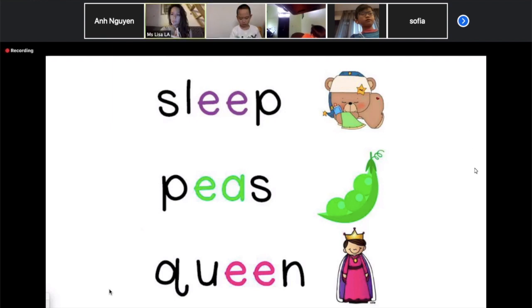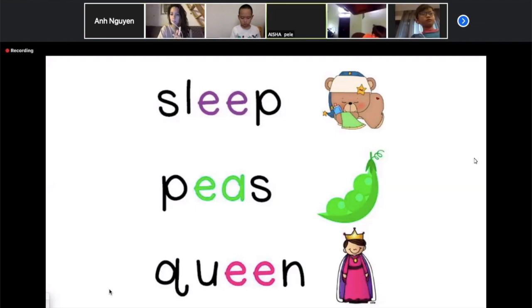And Aisha, in the word sleep, how can we make our long E sound? What letters make the long E sound in the word sleep? Two E's. Okay, so double E, we know, can make the long E sound. What about in the word peas? Which letters make the long E sound in the word peas? E-A. E-A can also make the long E sound. And in queen, we see E-E again.